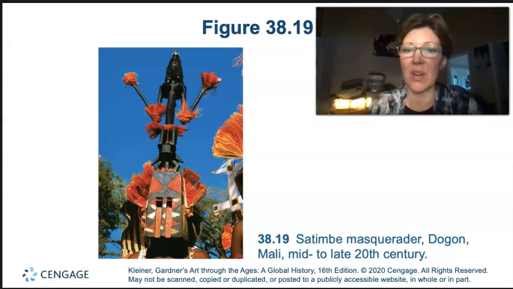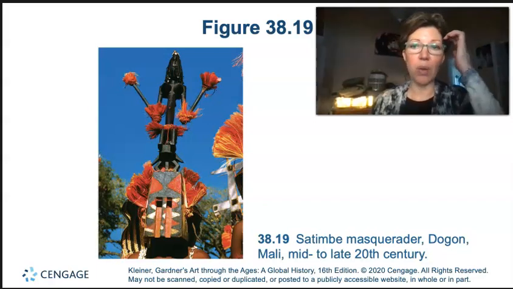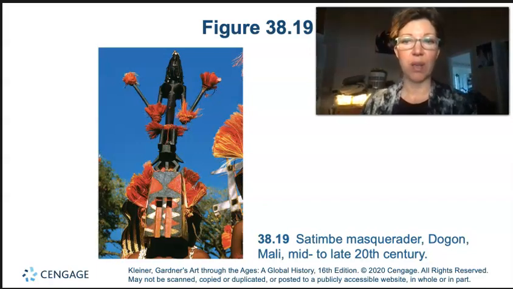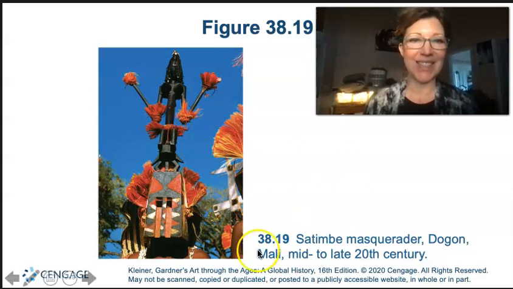Most figures and masks are visualizations of supernatural forces. In Dogon society, the Satimbe mask represents all women, commemorating the creation legend, which says women were the first ancestors to imitate spirit makers. So women do get some comeuppance.